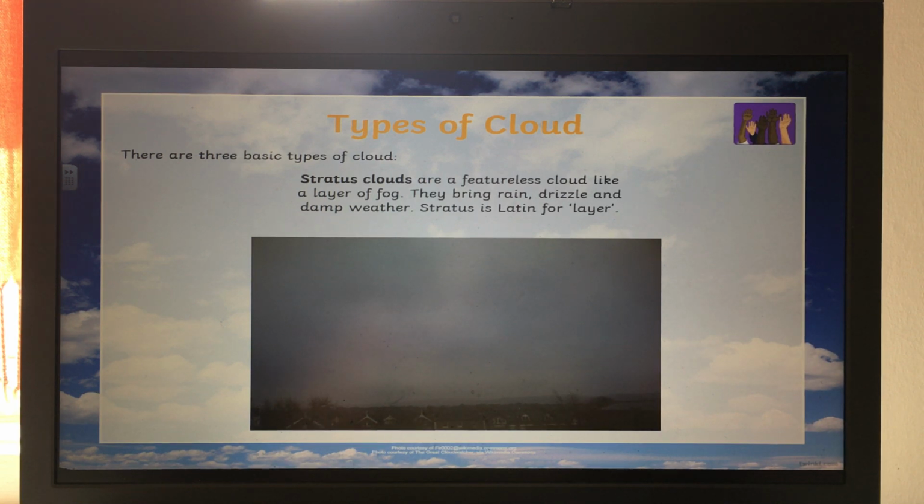Stratus clouds are featureless cloud like a layer of fog. They bring rain, drizzle and damp weather. Stratus is Latin for layer.